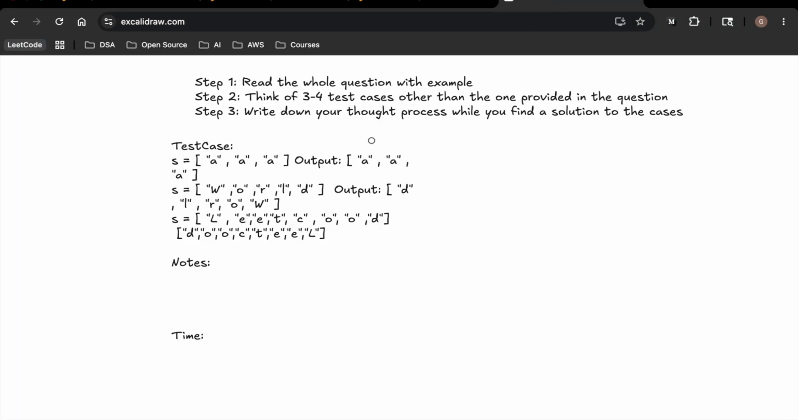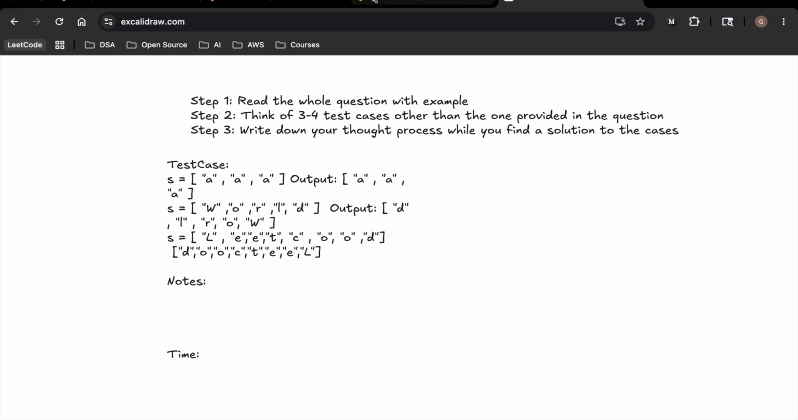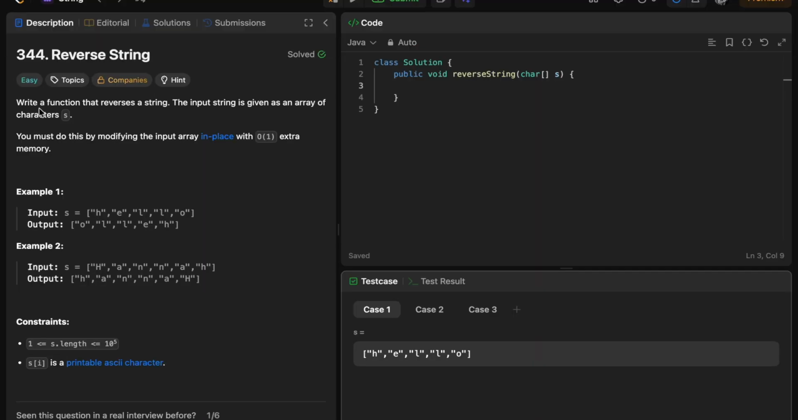Let's do that, and our first step is to read the whole question with example. Write a function that reverses a string. The input string is given as an array of characters. You must do this by modifying the input array in place with O(1) extra memory. So we are not allowed to use any extra dynamic memory.